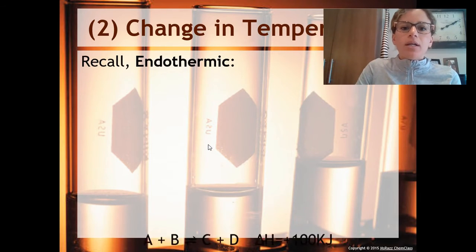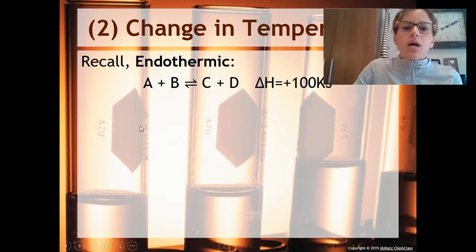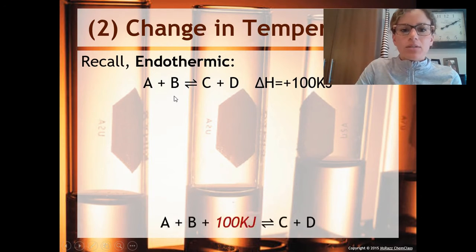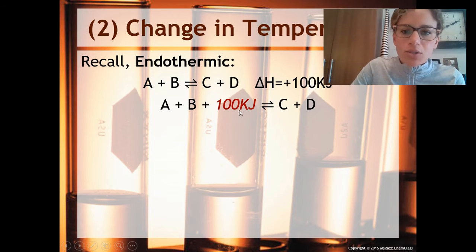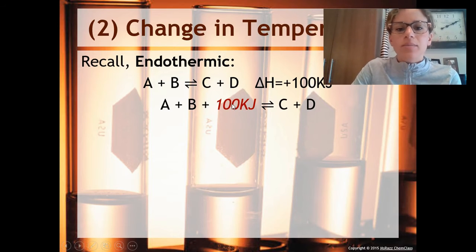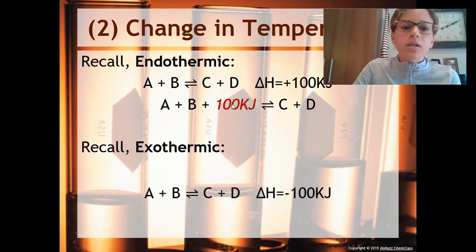So here in an endothermic reaction, the energy term is going to be in the reactants part. So here we go: A plus B plus 100 kilojoules. So this is treated as if it's a reactant. So if you increase the temperature, it's as if you're increasing the concentration of the reactant, okay? So that's how I look at it.